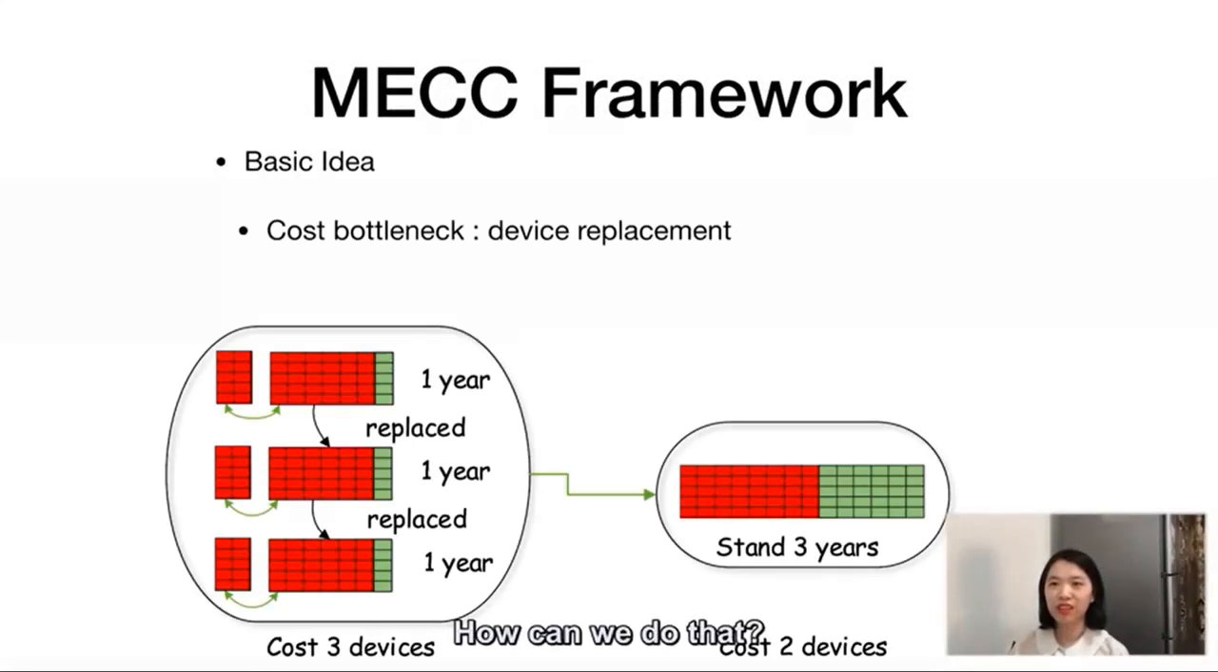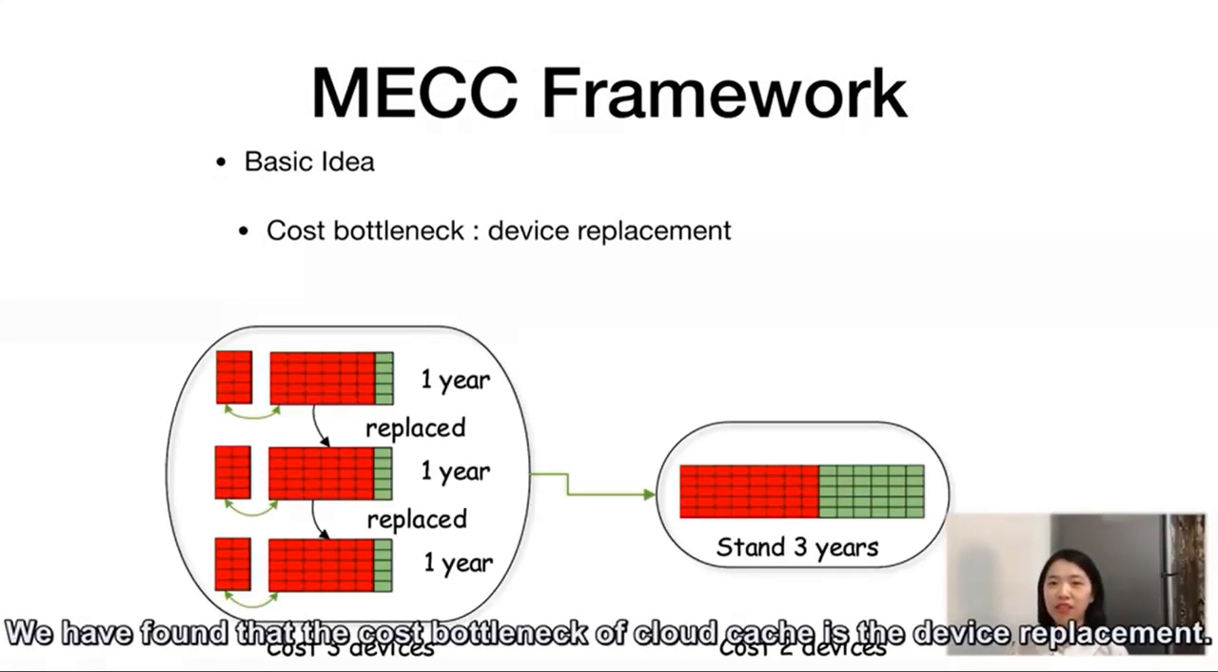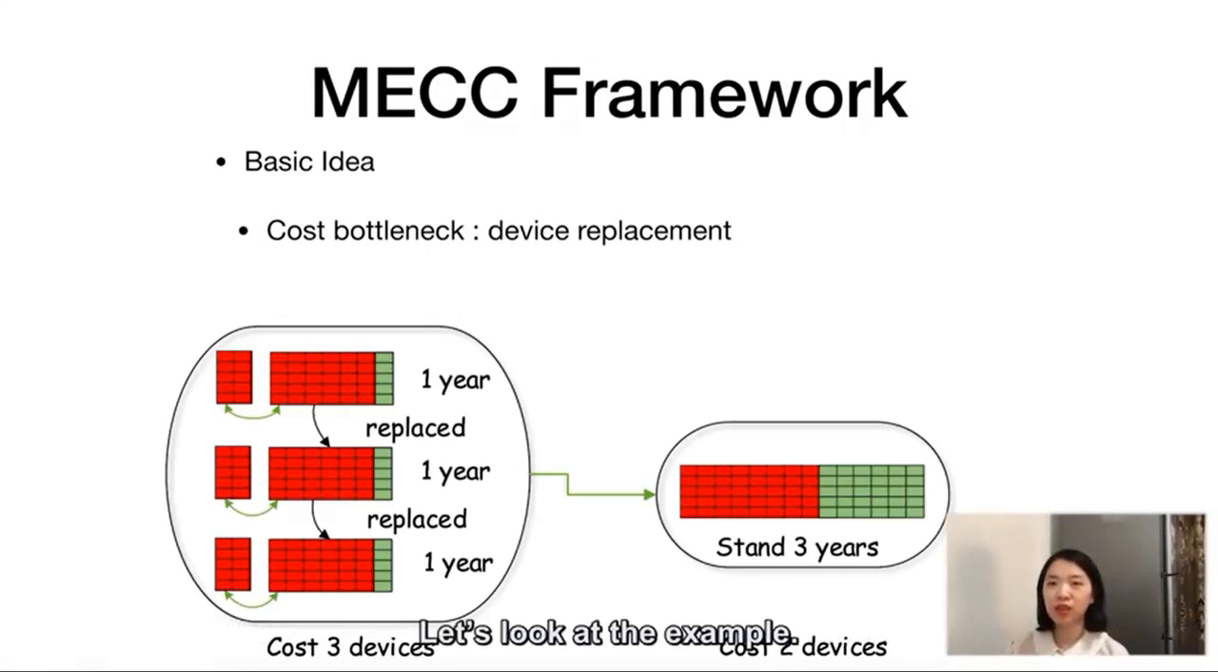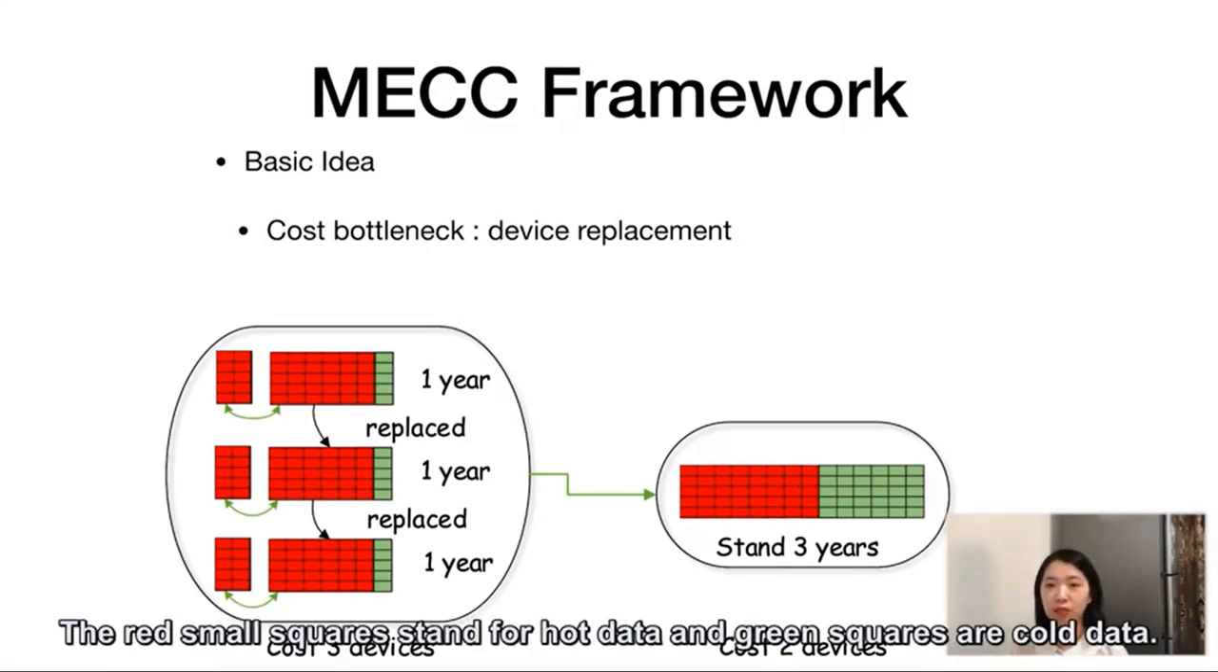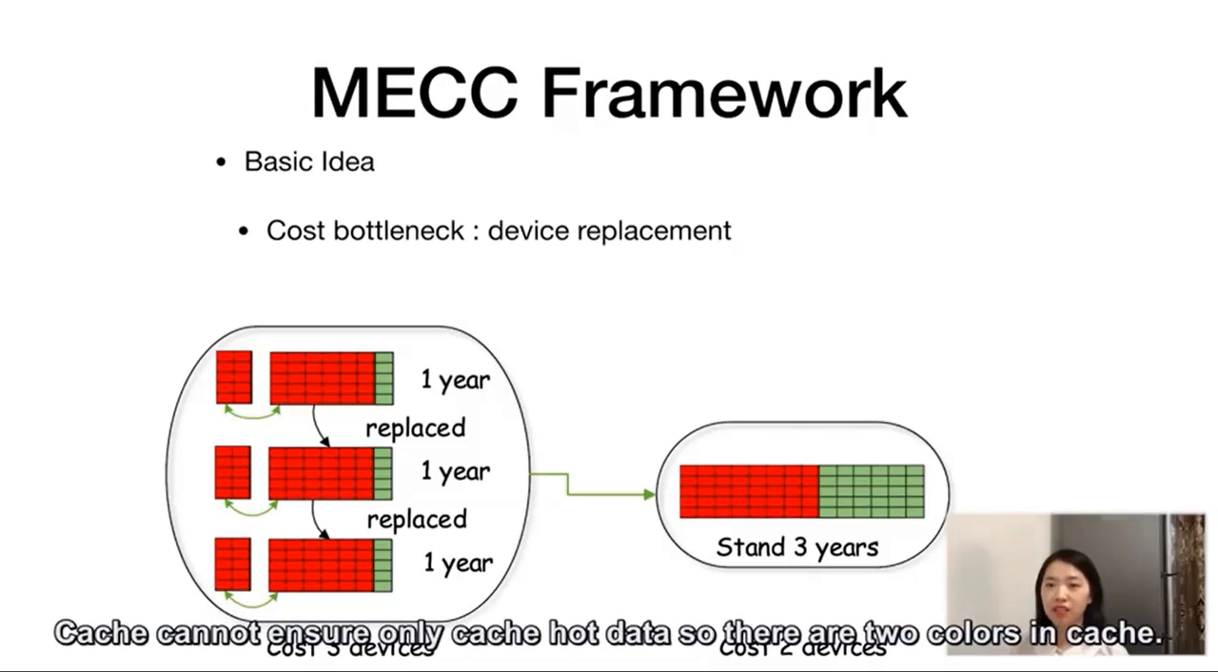How can we do that? We have found that the cost bottleneck of cloud cache is the device replacement. Let's look at the example. The red small squares stand for hot data and the green ones stand for cold data. Cache can't ensure to cache only hot data, so there are two colors in cache.